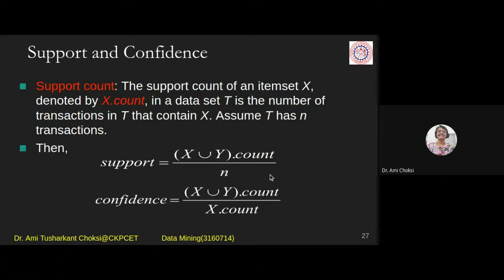So this equation you can keep in your notebook because we need to calculate the sum. So write that in your notebook. Support is equal to X union Y dot count upon N, and confidence is equal to X union Y dot count upon X dot count.